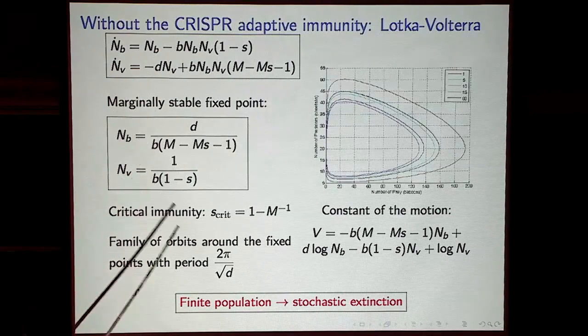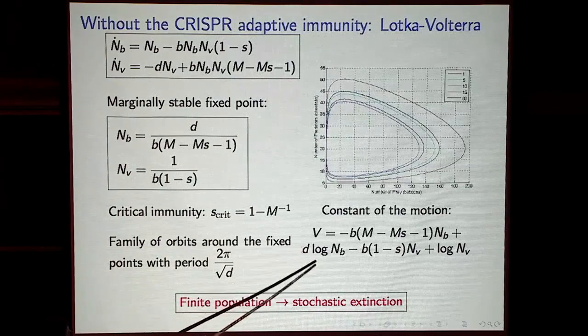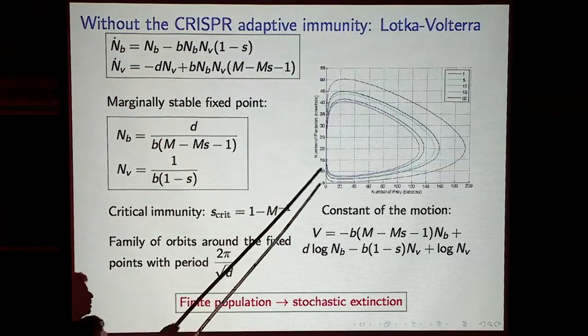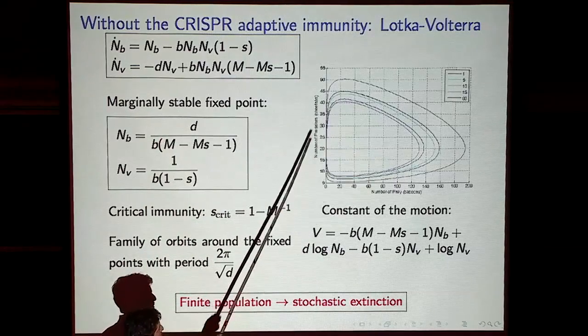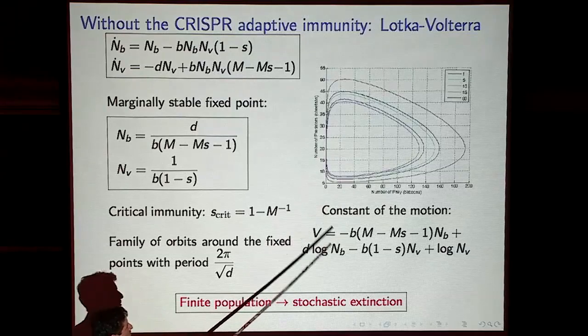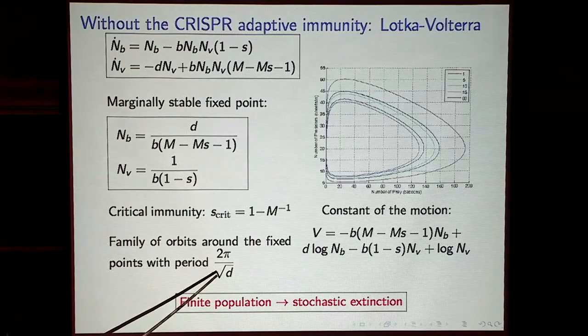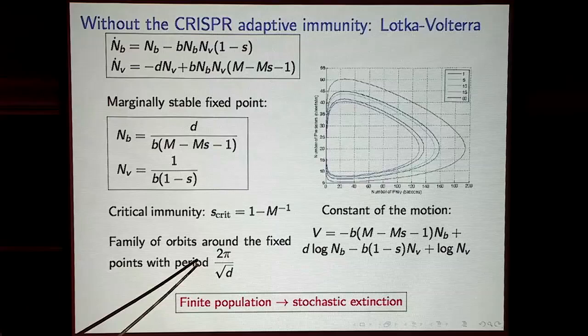This Lotka-Volterra system admits a constant of motion, and therefore this fixed point is only marginally stable. In fact, this is textbook stuff. There's a family of periodic trajectories around the fixed point, with a period 2 pi over square root of d in this case, which is about 10 for the parameters I fixed.